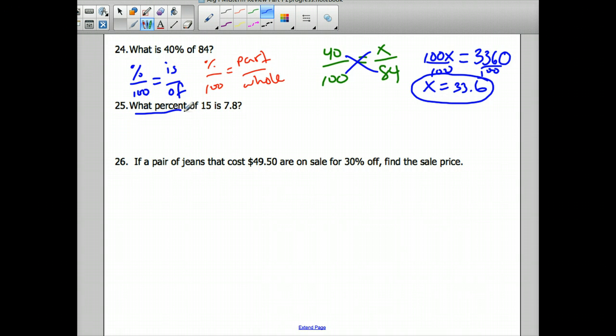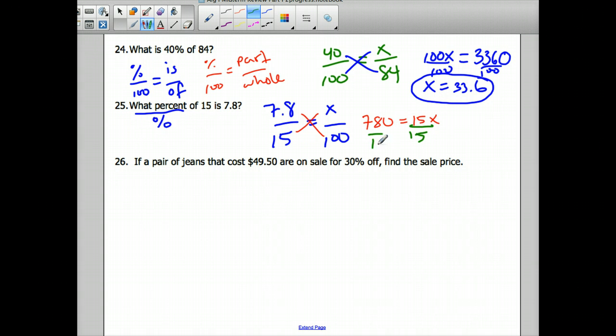Now we're saying what percent, so the percent is what we're missing. What percent of 15 is 7.8? So 7.8 is the part, 15 is the whole, and that's what percent? So what over 100? So now again, cross multiply and solve, and we get 780 equals 15x. I need to divide by 15, and that gives us 52% equals x.